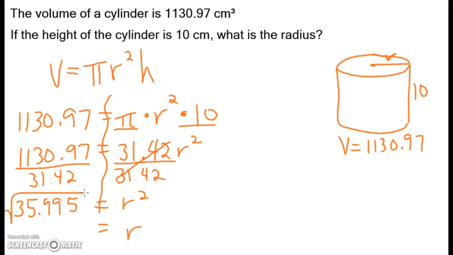And I get 5.99958. I'm pretty sure that rounds up to 6. All right, so my radius of this cylinder would be 6.